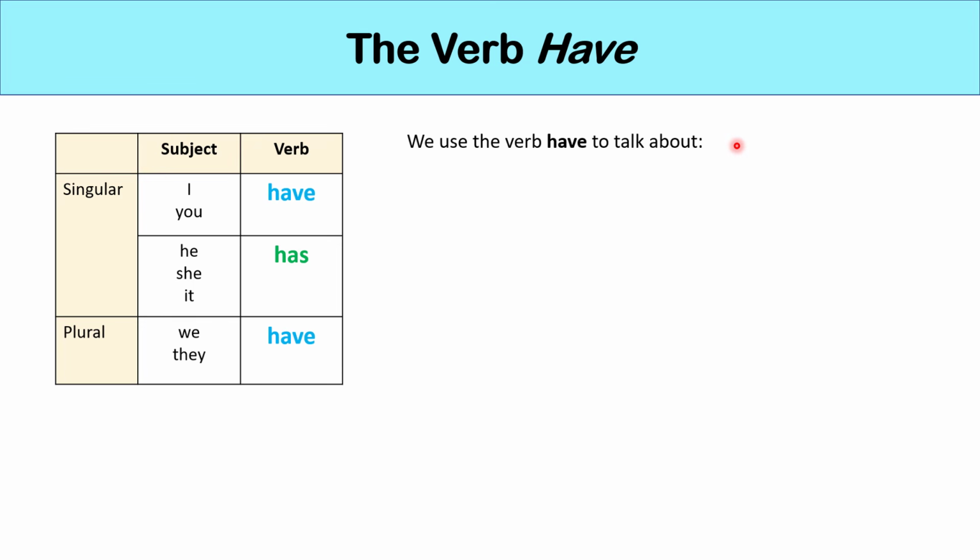We use the verb have to talk about possessions or things that belong to us, things we own. For example, I have a red car. He has a nice computer.